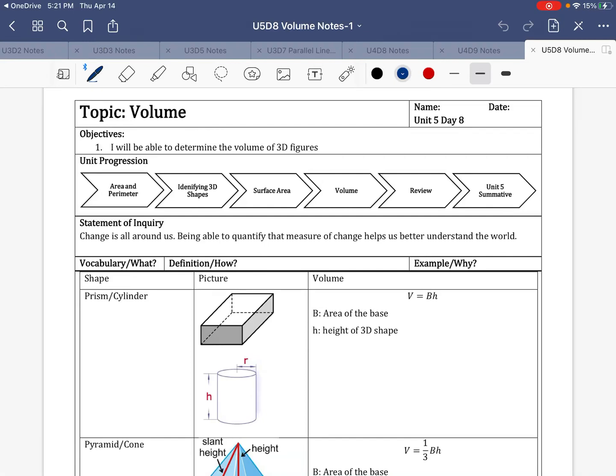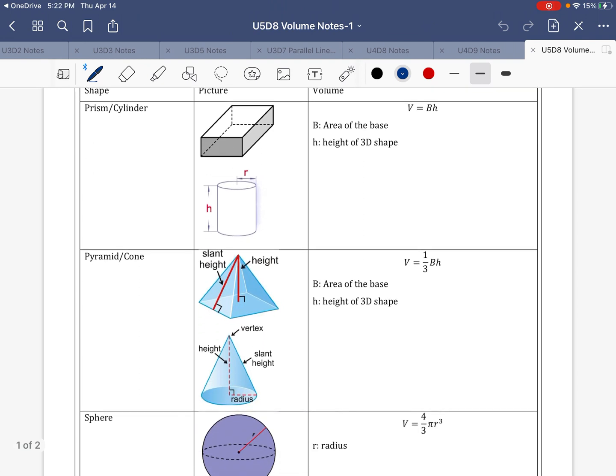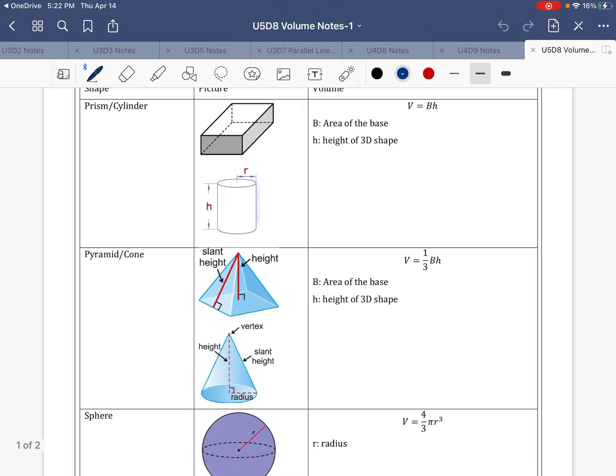Today's lesson is on volume, Unit 5, Day 8. Today we're going to talk about the volume formulas for three categories of three-dimensional shapes. The first category we'll talk about are for prisms and cylinders.